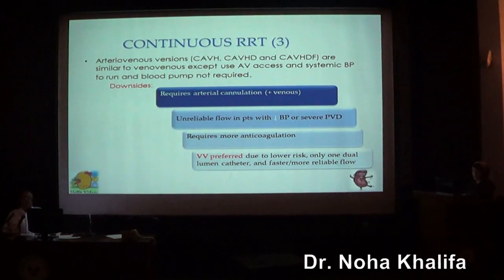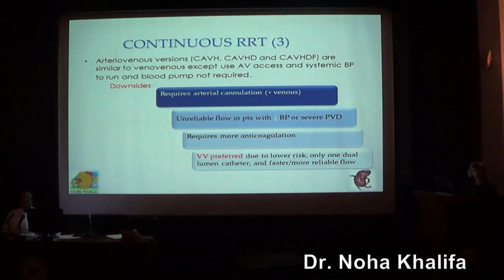What are the downsides of this continuous therapy? First of all, it requires arterial cannulation plus a venous one, and you depend on the patient's blood pressure. So there might be an unreliable flow, especially if the patient is hypotensive or if he has a peripheral vascular disease. And of course, it requires more anticoagulation, being continuous; we're talking about at least 6 hours continuous with the machine, so you have to use anticoagulation.